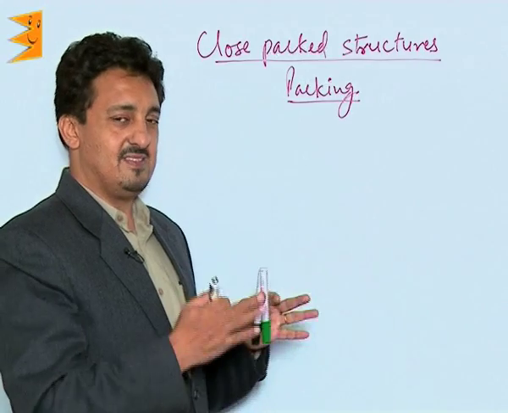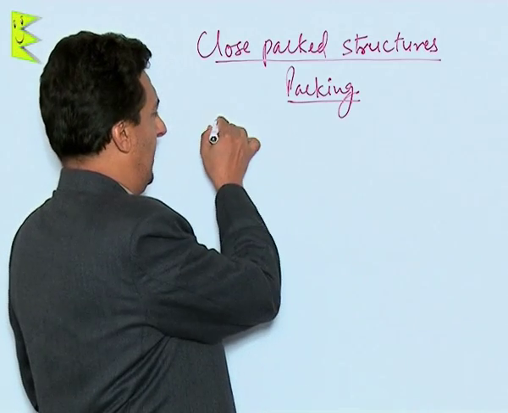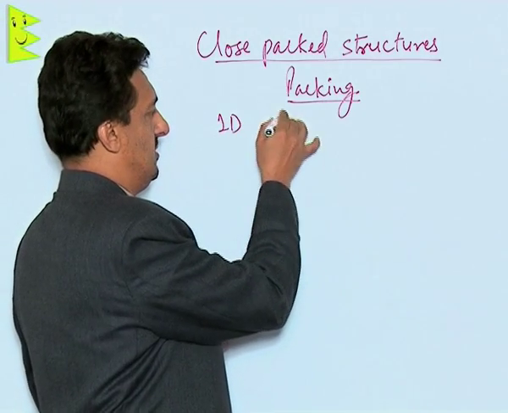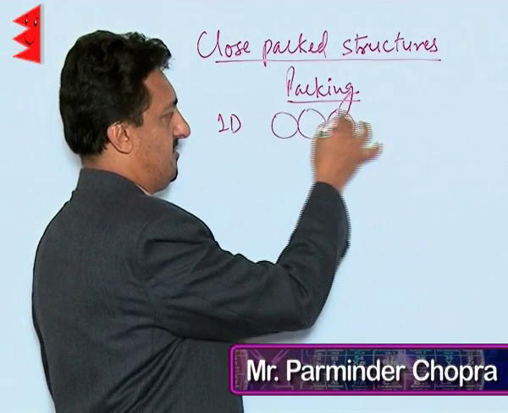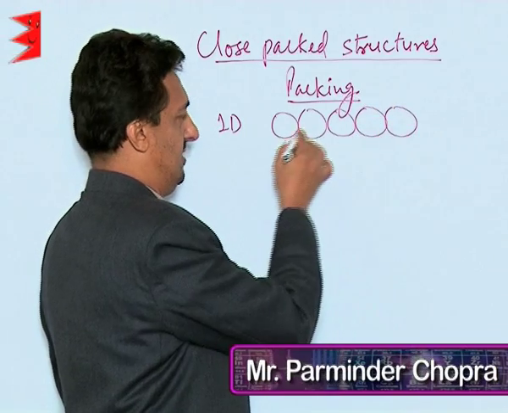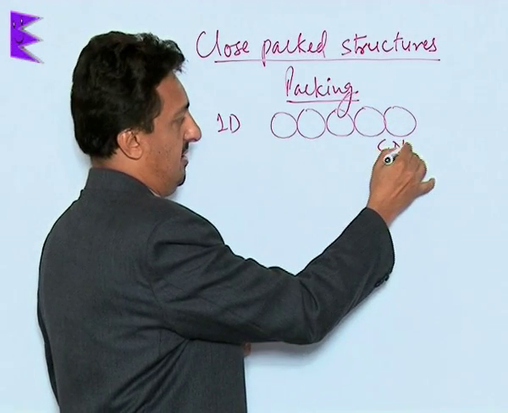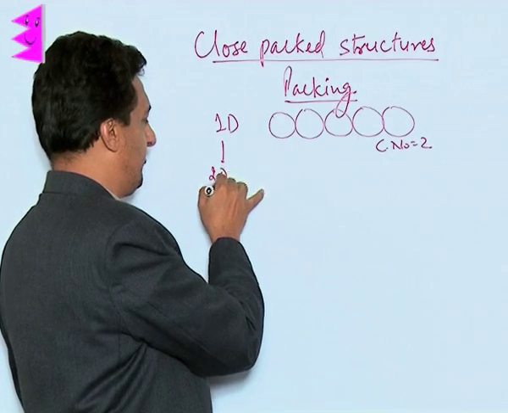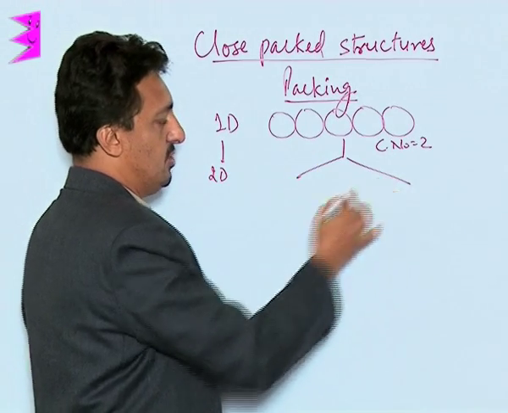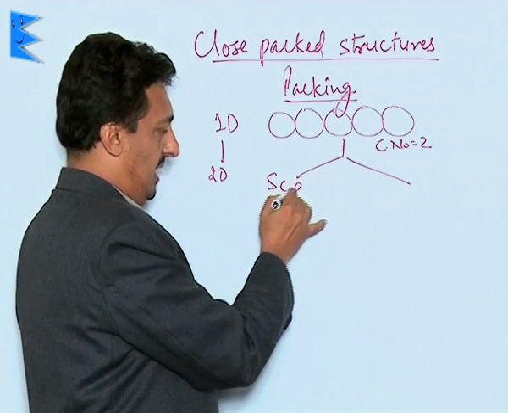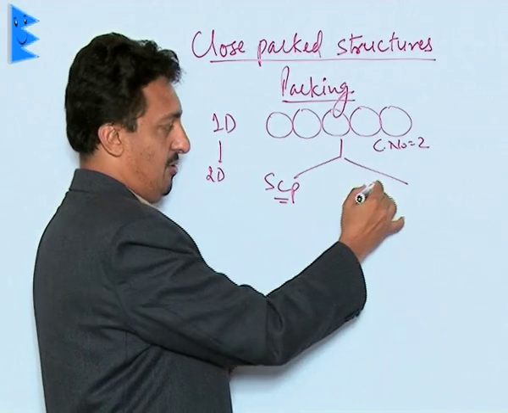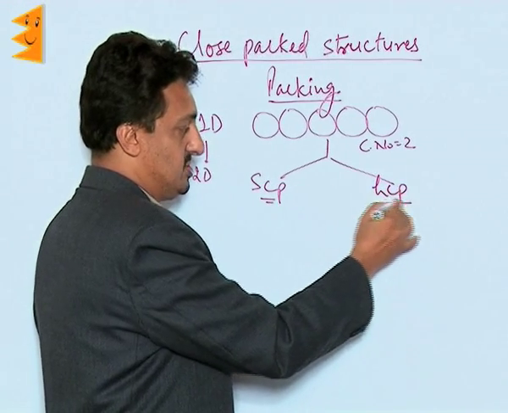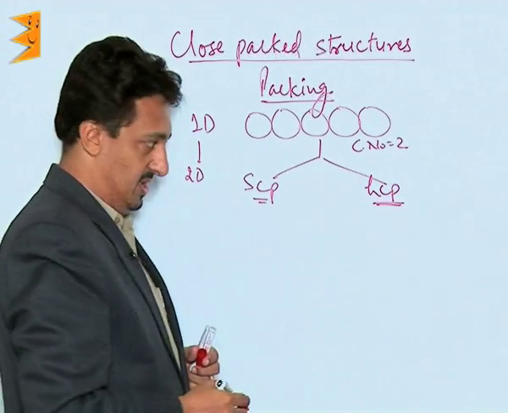Now let us summarize the packing. In one dimension, we know the particles are arranged just one after the other. The coordination number was 2. When this one-dimensional packing is changed to two dimensional, we know we have two types of patterns: SCP, square close packing, and two-dimensional hexagonal close packing.